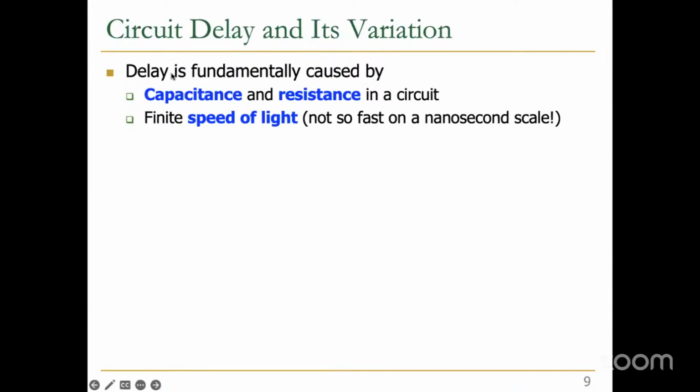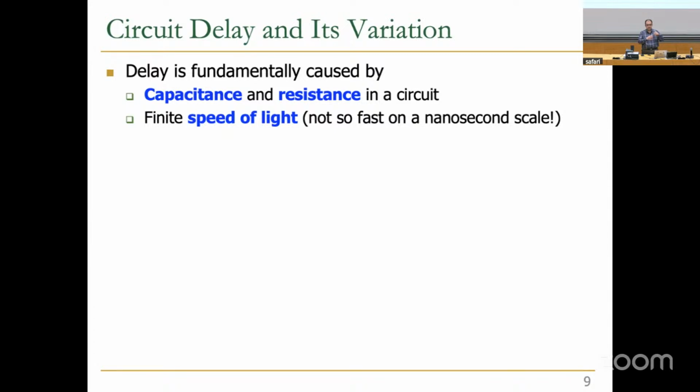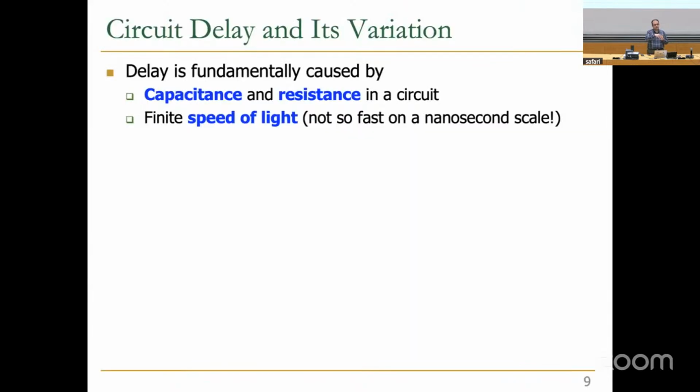Delay is fundamentally caused by capacitance and resistance in a circuit. Every gate that you have has transistors. First of all, when transistors turn on, they don't act as a single wire, so they can act as resistors. And all of them have capacitance. You have parasitic capacitance in all wires and in transistors. When you want to change the output, very likely you need to go through this RC delay, so you need to charge a capacitor.